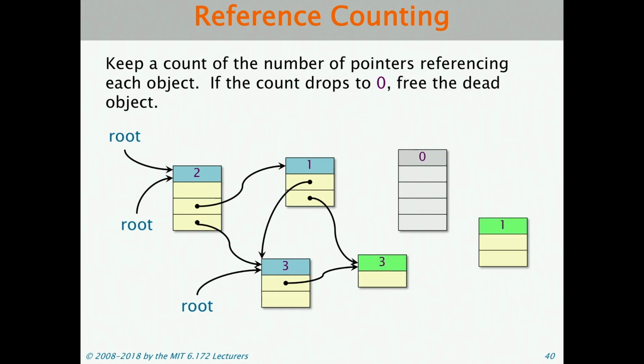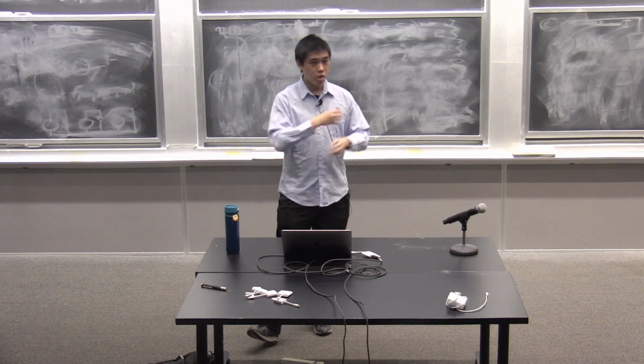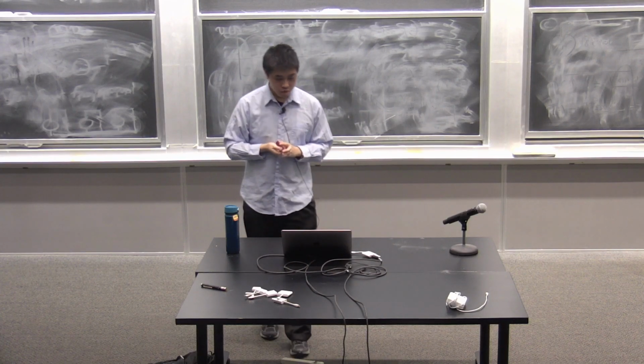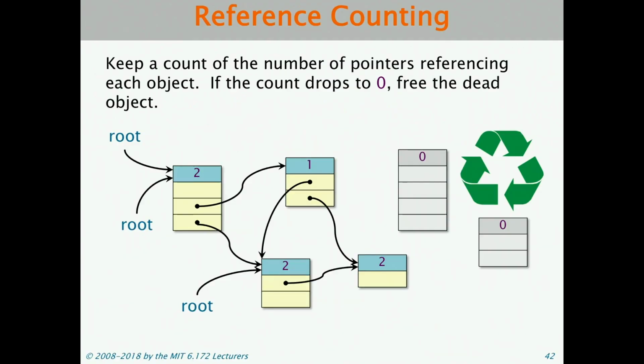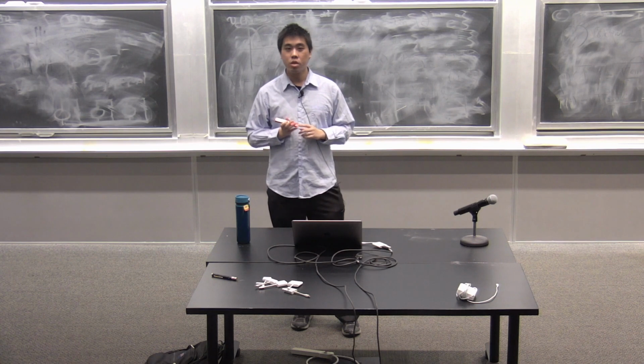But when I free this object, it actually has pointers to other objects. So I also have to decrement the reference counts of these other objects when I free this object. So I'm going to decrement the counts. And now it turns out that this object also has a reference count of 0, so I can free that as well. And in general, I just keep doing this process until the reference counts of the objects don't change anymore. And whenever I encounter an object with a reference count of 0, I can free it immediately. And the memory that I freed can be recycled. It can be used for future memory allocations. So questions on how the reference counting procedure works?